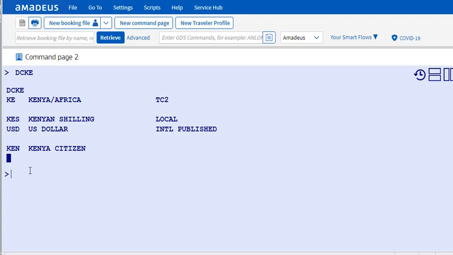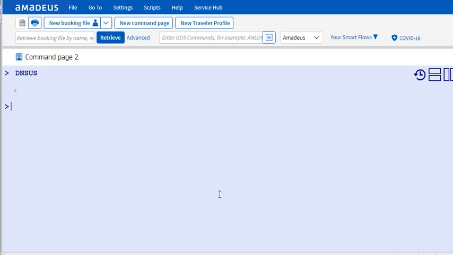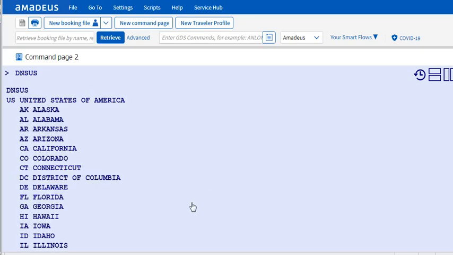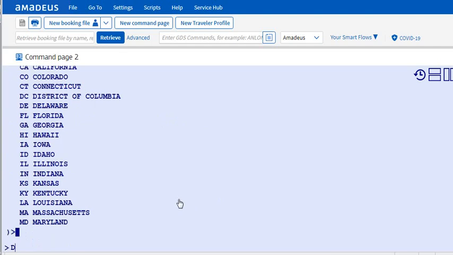If you know the code, you can find the details, and if you know the details, you also know the complete name of that country, you can find the other details also through the entry DC and the country code. DNS, this is the entry for the decoding and coding of the states. DNS US, you can find all the states and union territories in USA.